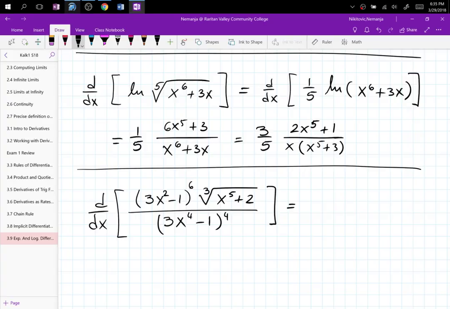There's no ln. So what do we do when we see a problem like this? Other than walking away, obviously. That's always an option.